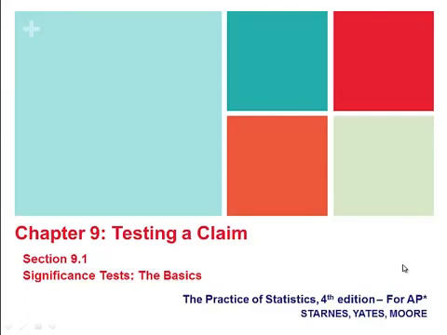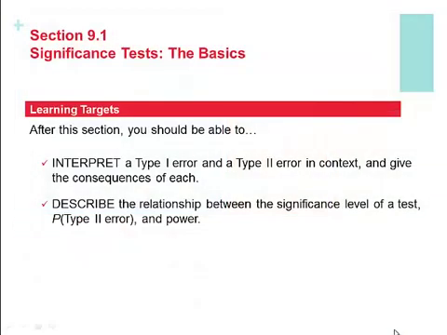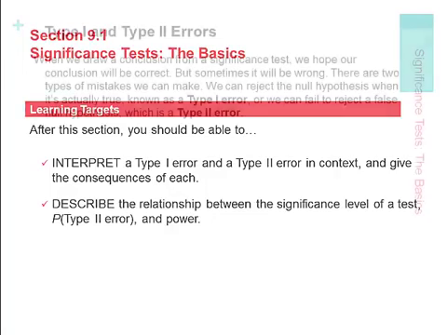Chapter 9, Section 1, Day 2, The Basics of a Significance Test. To finish up this section, we will look at two types of errors that can be made when a significance test is carried out, and the relationship between significance level, probability of a type 2 error, and something called power.